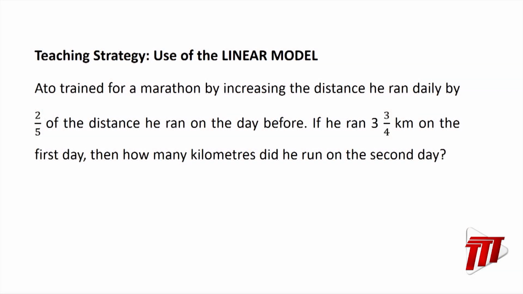Welcome back, boys and girls. As we continue, we look at our third problem. We would be using the linear model to solve our third problem. Atto trained for a marathon by increasing the distance he ran daily by 2/5 of the distance he ran on the day before. If he ran 3 3/4 kilometers on the first day, then how many kilometers did he run on the second day? We are going to be using paper clips as our resource for the linear model.